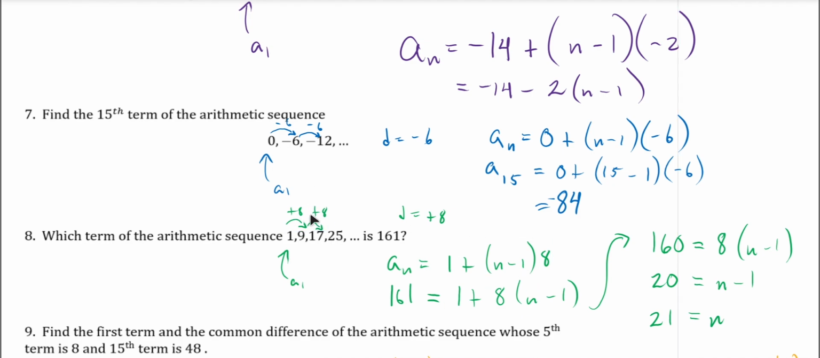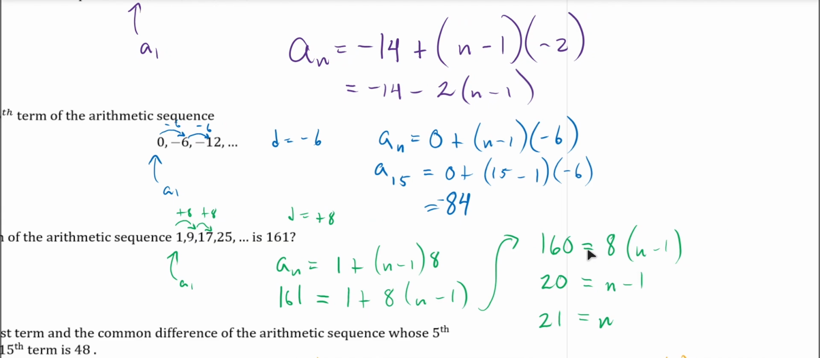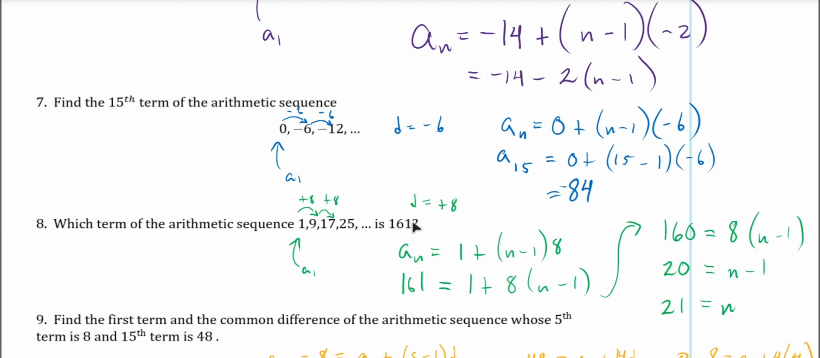We can see that the common difference here is 8 by taking the difference between any two terms. And a1 is going to be 1. It starts at 1. So we put those numbers in, and then we solve that for n. This is just a matter of subtracting our 1 over, dividing by 8, and then adding 1 to get 21 is equal to our n. So that means 161 is the 21st term of this sequence.